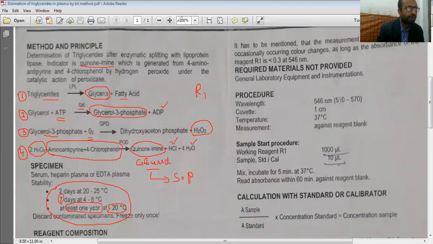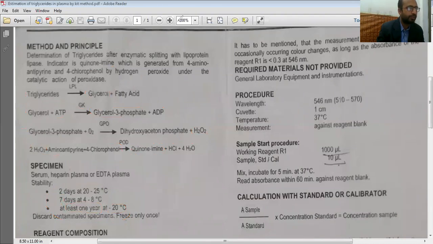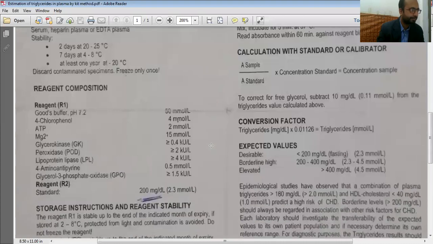Now next is the procedure. What will be the procedure? How can you estimate the triglycerides in the blood serum? These are the reagents which are present in R1. MTT Diagnostics is providing us two reagents, R1 and R2. R1 has all the buffers. There is a Good's buffer, its pH is 7.2. It is providing us 4-chlorophenol. We studied it in the principle.